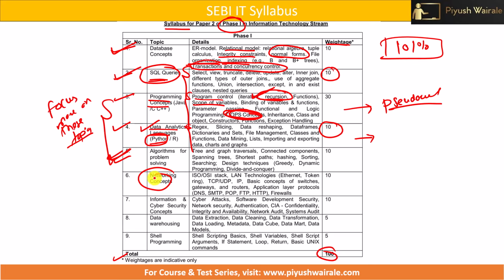Then we have networking concepts. You can expect simple questions from networking, but GATE-level questions you can expect from DBMS, SQL queries, programming concepts, this language, these algorithms. Okay. So for networking concepts, you have to see information and cyber security concepts.